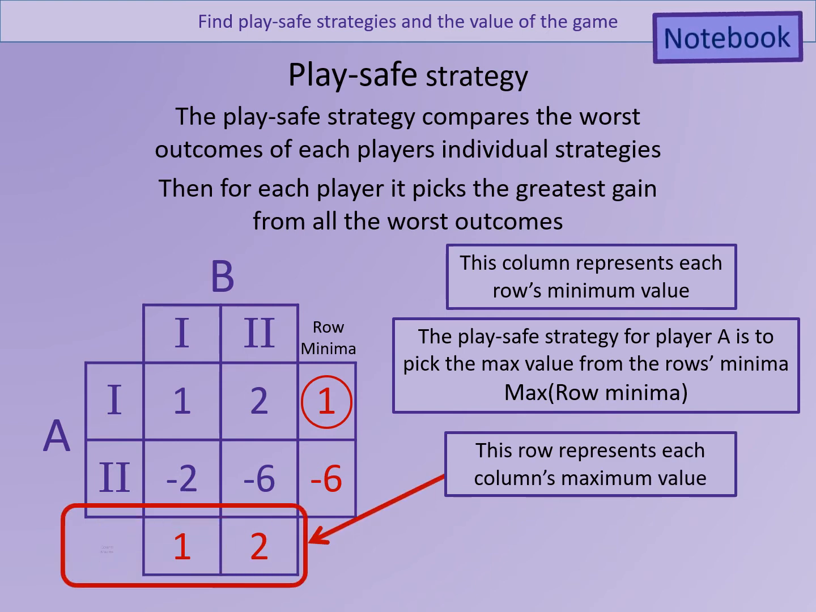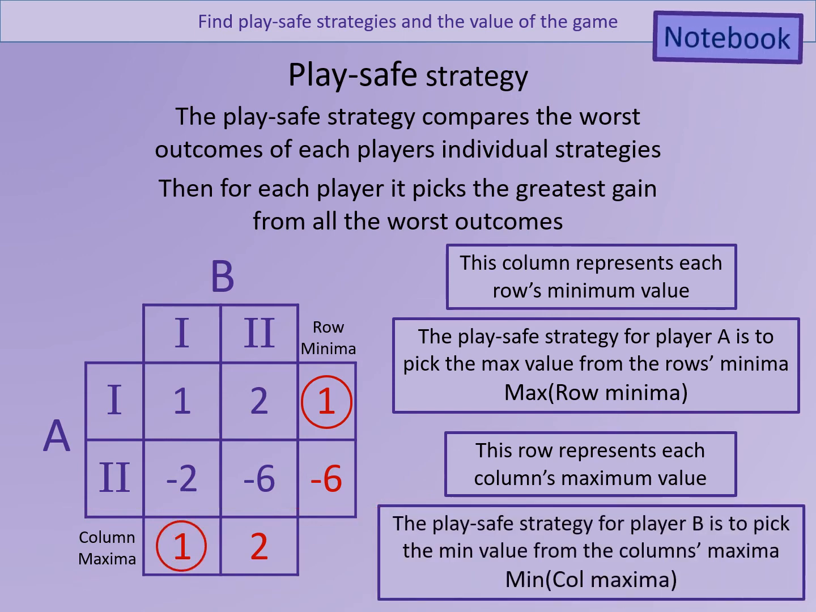We're now going to consider the maximum in each column. Remember that the maximum in each column represents the worst case scenario for player B, because large numbers mean that they are losing a lot. So the column maxima, we want to minimise this risk, so we are going to choose the smallest of the column maximum values. In this case, the smallest of 1 and 2 is 1. This is sometimes known as the minimum of the column maxima, or min-col-max.